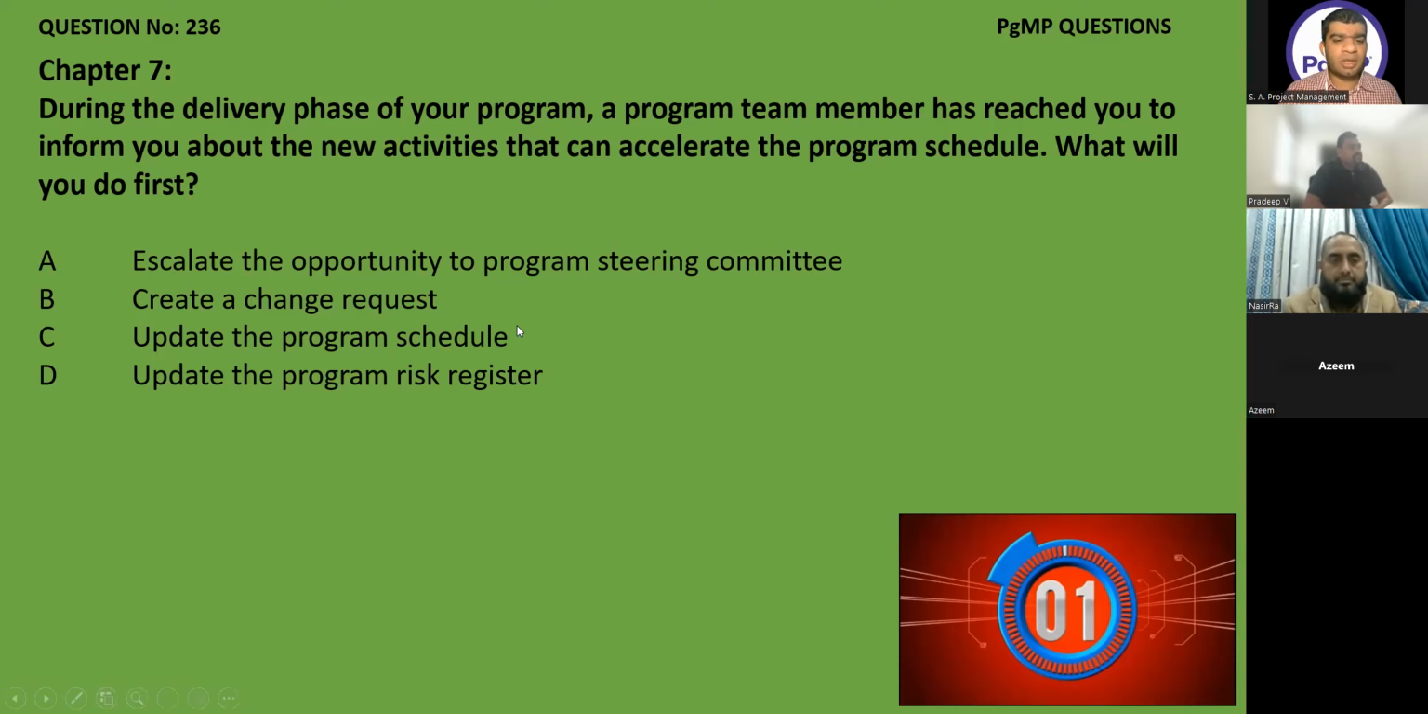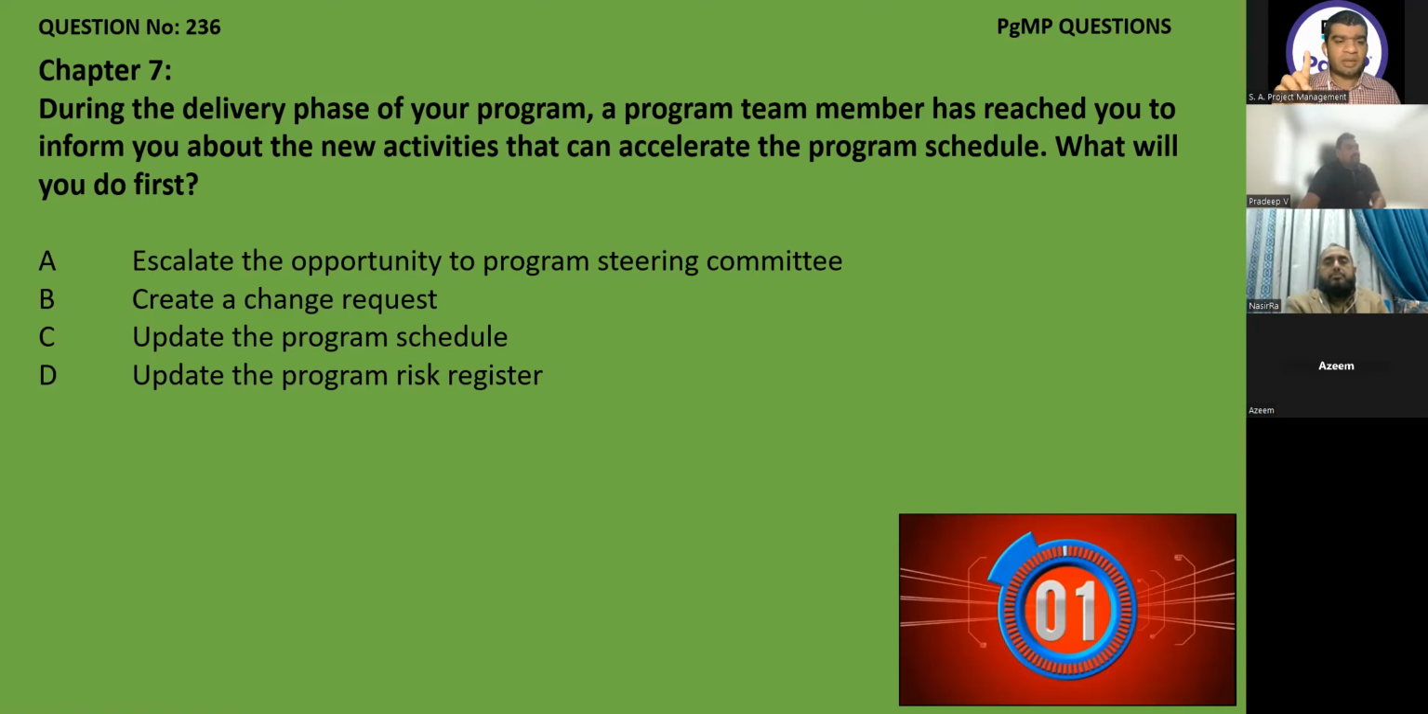Update the program schedule is not the option. If there is the option of when, then roadmap and schedule will kick in. Otherwise, schedule will never be updated in our case in PgMP. And update the program risk register whenever the topic of risk, opportunity, threat comes. 99% of the time, the correct answer will be the risk register. Either you identify the risk, you analyze the risk, ultimately you update the risk register.